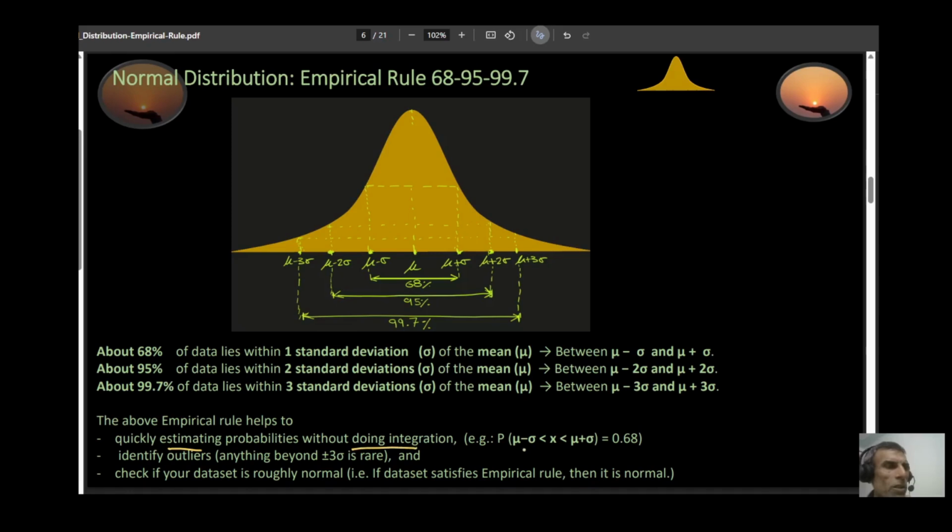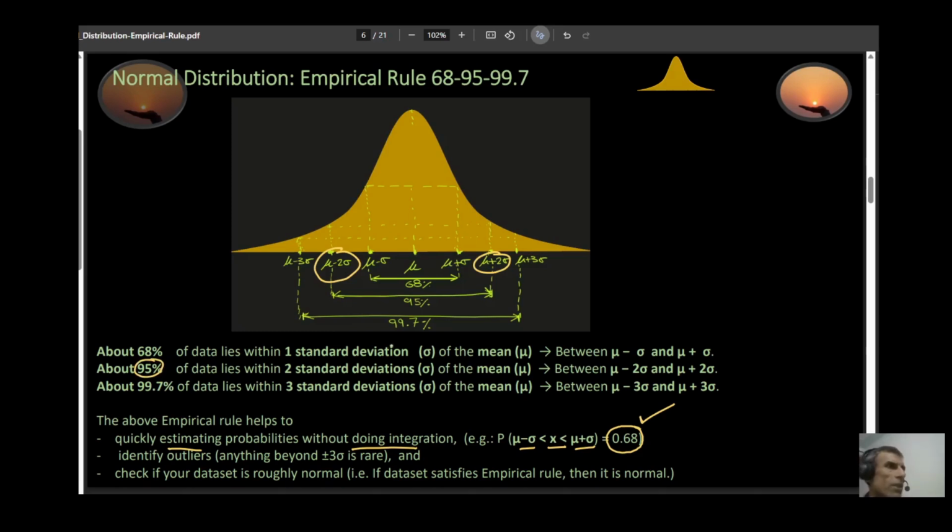So let's say somebody asks you, what is the probability that your x lies between mu minus sigma and mu plus sigma? As long as you know that your distribution is normal, you can just quickly say the answer is 0.68. Same thing with this. Let's say somebody asks you what is the probability that your x lies between mu minus 2 sigma and mu plus 2 sigma, you can quickly answer. The answer is 95% chance, 0.95.